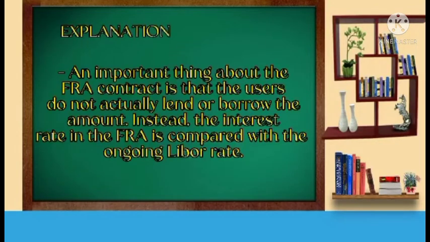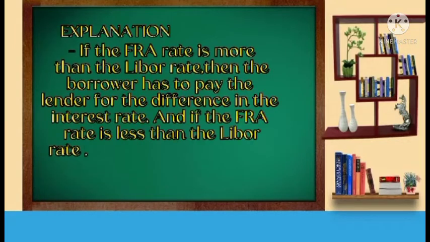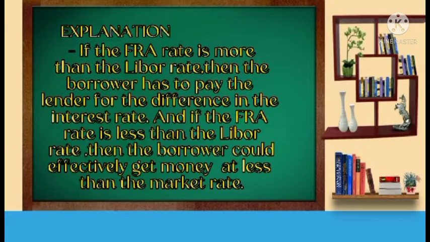An important thing about the FRA contract is that the users do not actually lend or borrow the amount. Instead, the interest rate in the FRA is compared with the ongoing LIBOR rate. If the FRA rate is more than the LIBOR rate, then the borrower has to pay the lender the difference in the interest rate. And if the FRA rate is less than the LIBOR rate, then the borrower could effectively get money at less than the market rate. A point to note is that the payment compensates only for the changes in the interest rate after the contract date. There is no involvement of the principal amount.